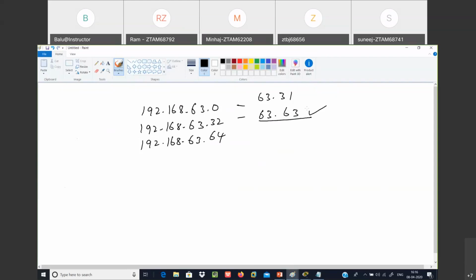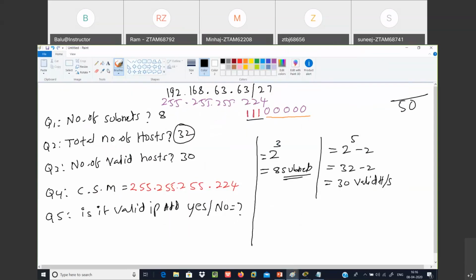Okay. So the same question is asking 192.168.63.63. Is it a valid IP address? No, it's a broadcast ID, right? Now we can get 50 out of 50. So like this, very simply, we can do it based on the slash notation. Easy subnetting. Finally, we can see one more example and we'll close the session now.